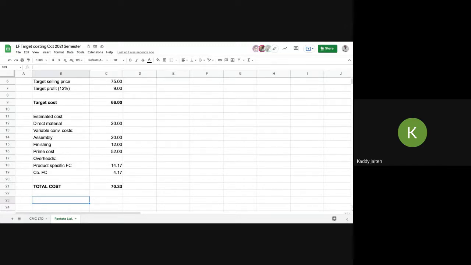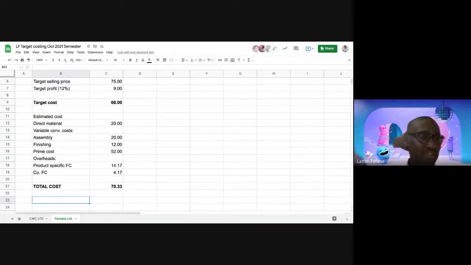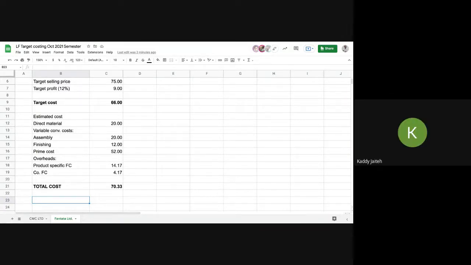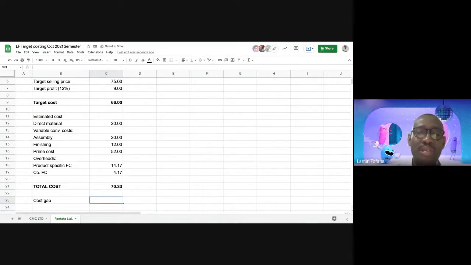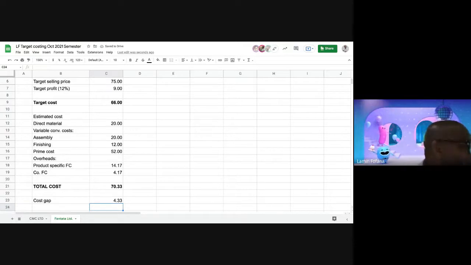Yes. Okay, the gap means the difference, and we call it the cost gap. Excellent. Thank you. So what's our cost gap? What will be the formula to calculate our cost gap? It is going to be equals the total estimated cost minus the target cost. So we have a cost gap of £4.33.